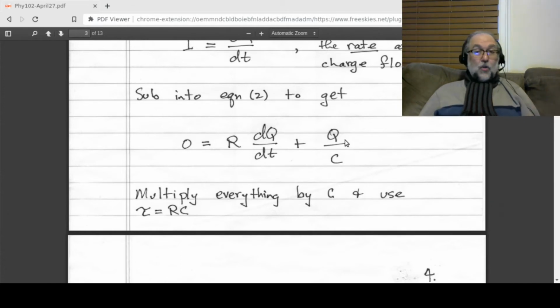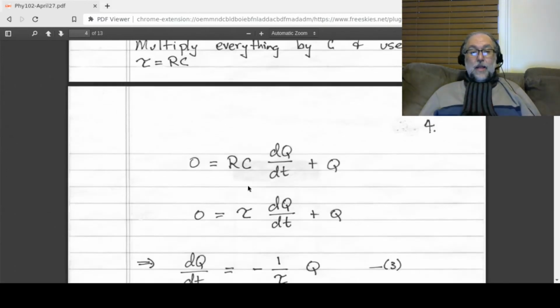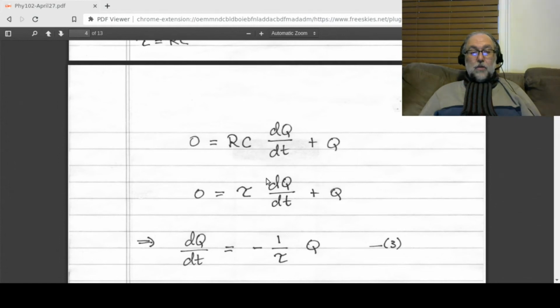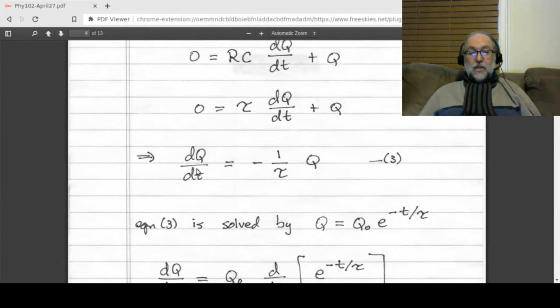Okay, it's a differential equation, meaning it's not just plain old Q's in there. There's a dq by dt, but you can solve this equation, and the way I'm going to do it is I'm going to isolate dq by dt on one side. But in doing that, I had RC there, and remember RC I'm going to define as tau. So rearranging it, I have dq by dt on one side, and dq by dt is going to equal -1 over tau times q.